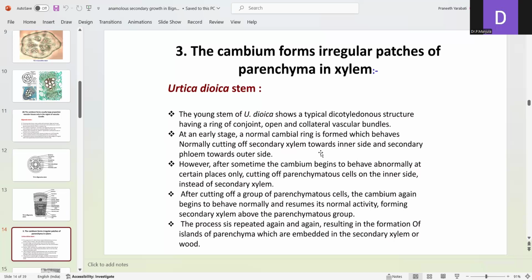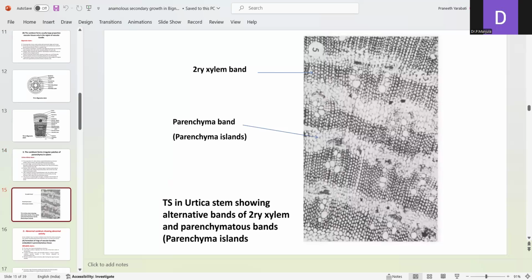So this is another reason for anomalous secondary growth. Like this, a secondary xylem band is again alternated with a parenchyma band, then again secondary xylem. It is only taking place inside. In place of the secondary xylem, it is producing parenchyma. Like that, it shows the parenchyma islands. So this is another reason.